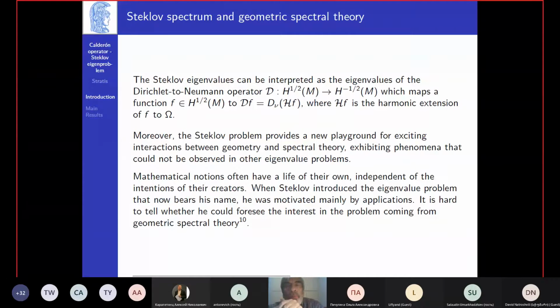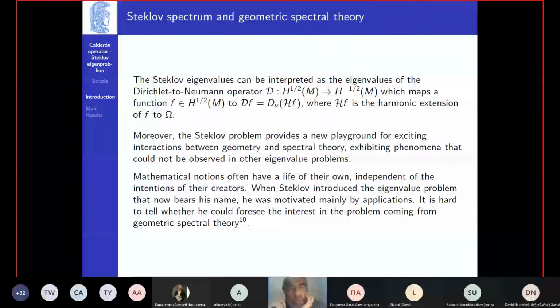So the Steklov eigenvalues can be interpreted as the eigenvalues of the Dirichlet-Neumann operator. So as statements, the results are exactly the same as for the simple problem I mentioned before. And in this case, the Dirichlet-Neumann operator maps a function on H one half of M to the normal derivative of the harmonic extension of the function.